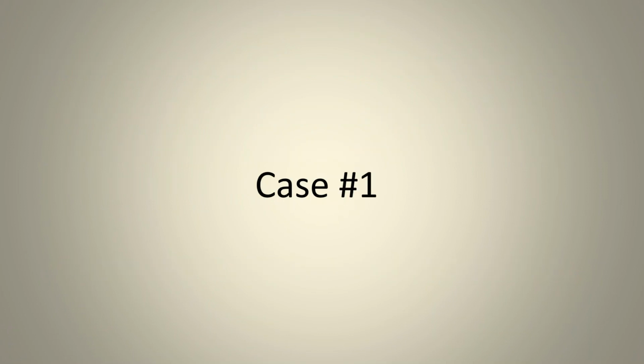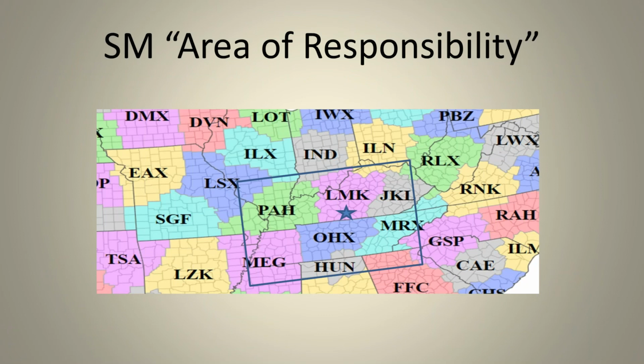Case numero uno. Your area of responsibility is highlighted in the blue rectangle. Notice that it encompasses more than one county warning area. That is highlighted by the blue star, and that is an example illustrative of the domain of responsibility. When you analyze mesoscale data, you're looking at data from 2 to 200 kilometers out, so you have to go beyond the typical CWA domain.